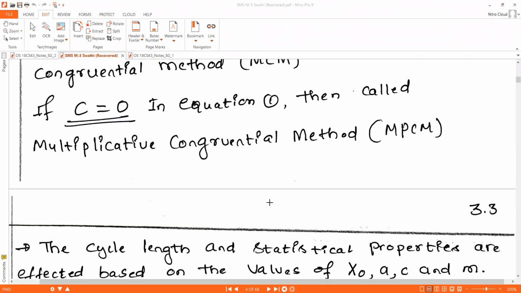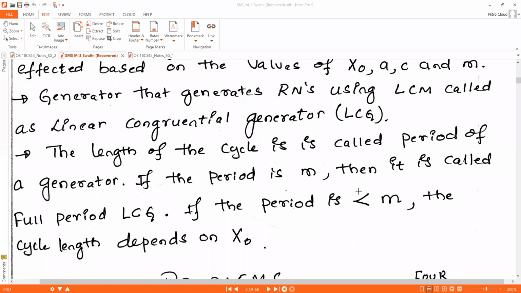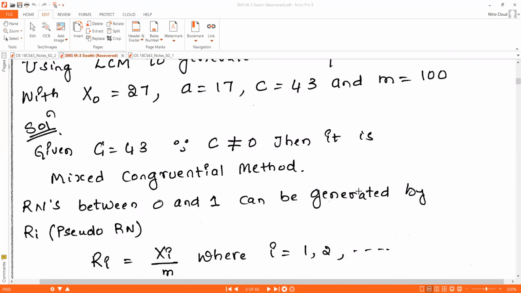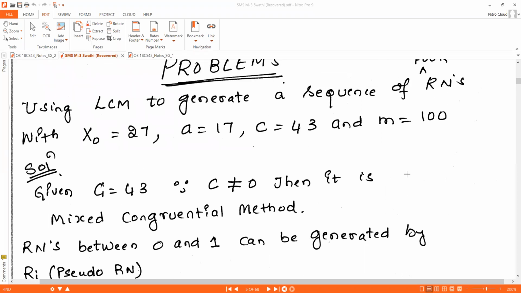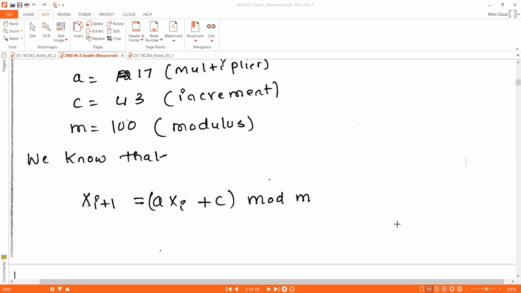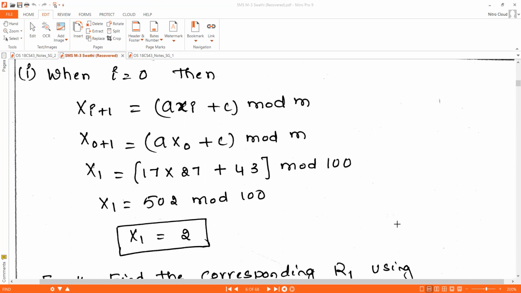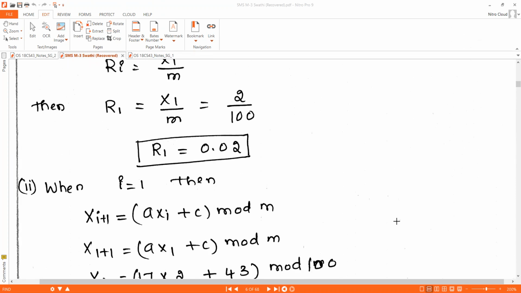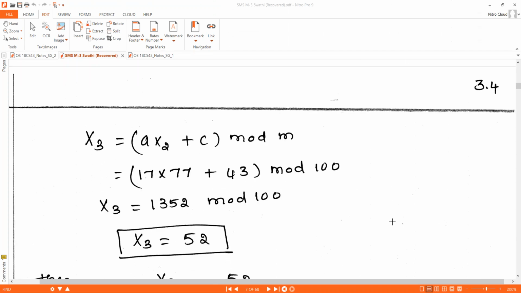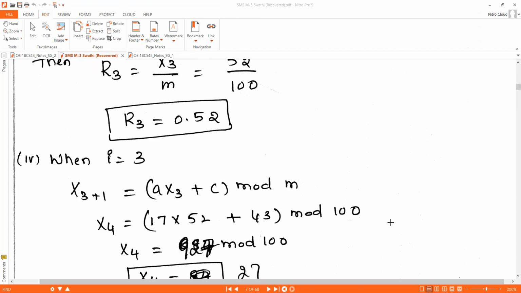We'll see an example problem, how to solve it by using the multiplicative congruential method. In the previous session, we saw the problem with the congruential method where the C value is not equal to 0, so it is the mixed congruential method. We have solved that problem. Now we'll see how to solve a problem and find the random numbers using the multiplicative congruential method, with this example.